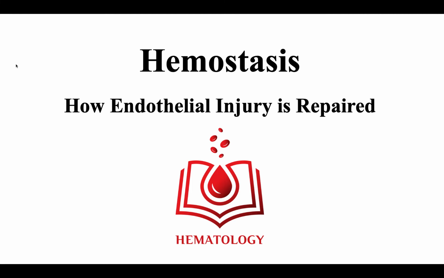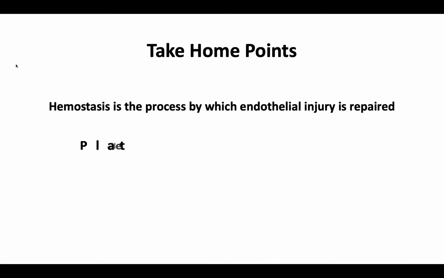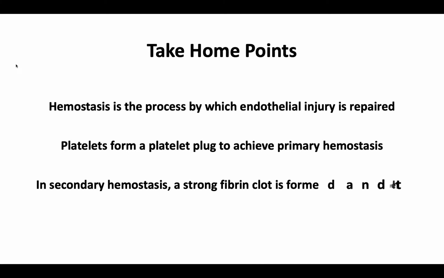Welcome to hemostasis. This video is an introduction to the processes by which endothelial injury is repaired to achieve hemostasis. Over the next few minutes, we will discuss the following take-home points. Hemostasis is the process by which endothelial injury is repaired. Platelets, the primary agents of hemostasis, combine to form a platelet plug to achieve primary hemostasis. In secondary hemostasis, a strong fibrin clot is formed and eventually lysed.